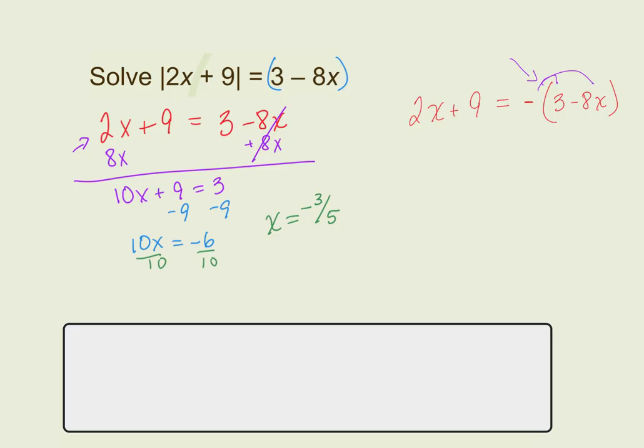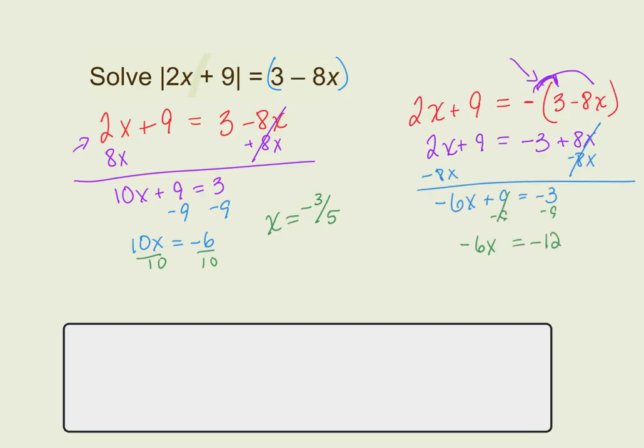Then let's look at the other side here. I again have 2x plus 9, but now I have negative 3 plus 8x. And so this is going to change my problem to have a different answer. I'm going to subtract that 8x over. Over here, I have a negative 6x plus 9 equals negative 3. When I subtract that 9, I get negative 6x equals negative 12. And then when I divide, I get x equals 2. So I have two possible answers here. I have negative 3/5 and positive 2.